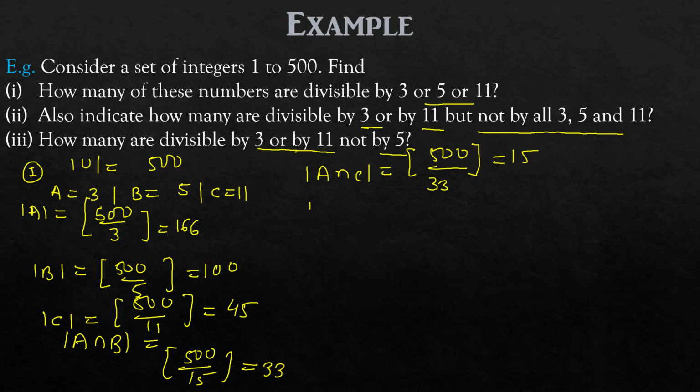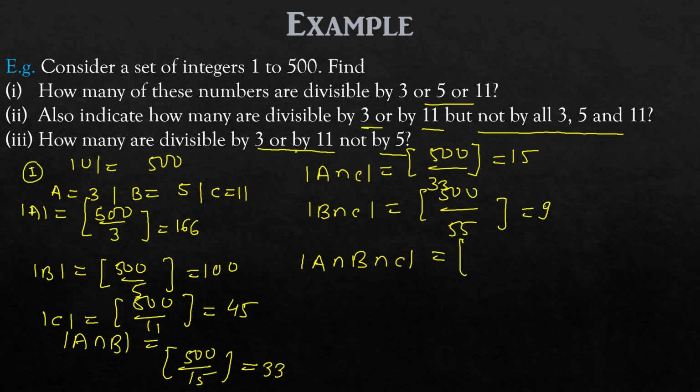Then find out B intersection C is equal to 500 divided by, B is the set of 5 and C is the set of 11. So 5 into 11 we get 55. So here we get 9. Then after that find out the intersection between A, B and C. So we get 500 divided by 3 into 5 into 11, we get 3. Now this is the given data, universal set, A, B and C.